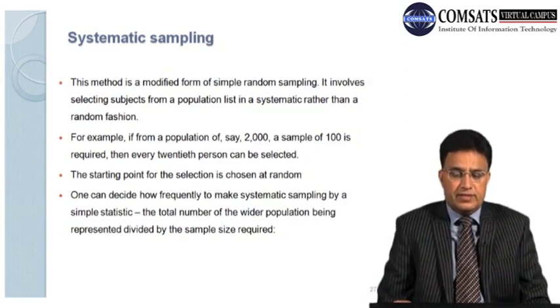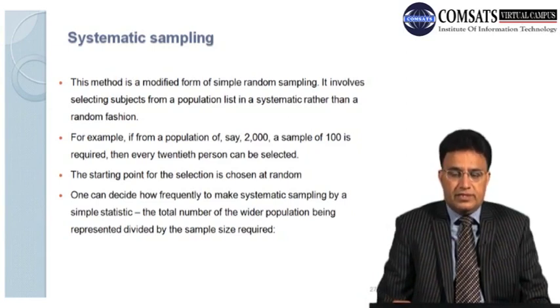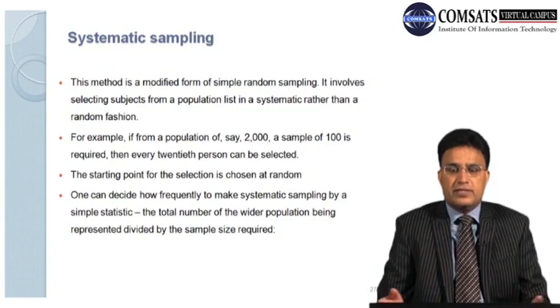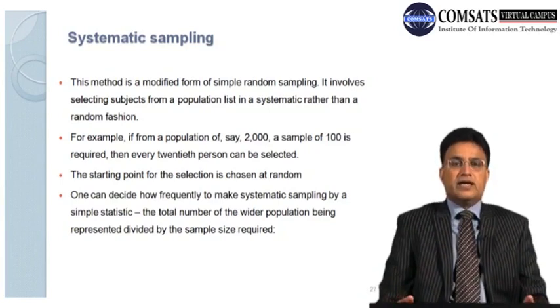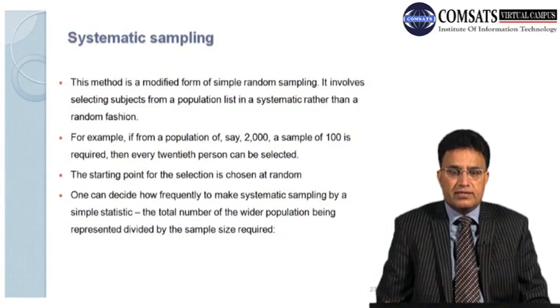For example, if from a population of say 2000 a sample of 100 is required, then every 20th person can be selected. The starting point for selection is chosen at random. One can decide how frequently to make systematic sampling by a simple statistic: the total number of the wider population being represented divided by the sample size required.